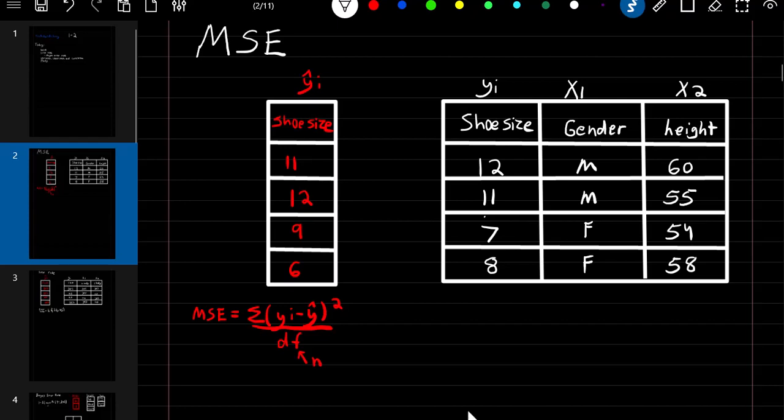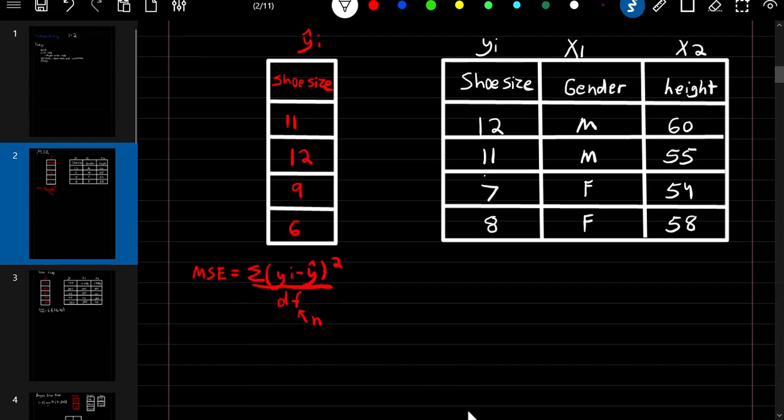Mean squared error. So mean squared error is a commonly used metric to measure the performance of a regression problem. We learned last video that a regression problem is when we have a dependent variable that is numeric. So in this case we're predicting shoe size. We're going to use gender and height to try to predict shoe size.